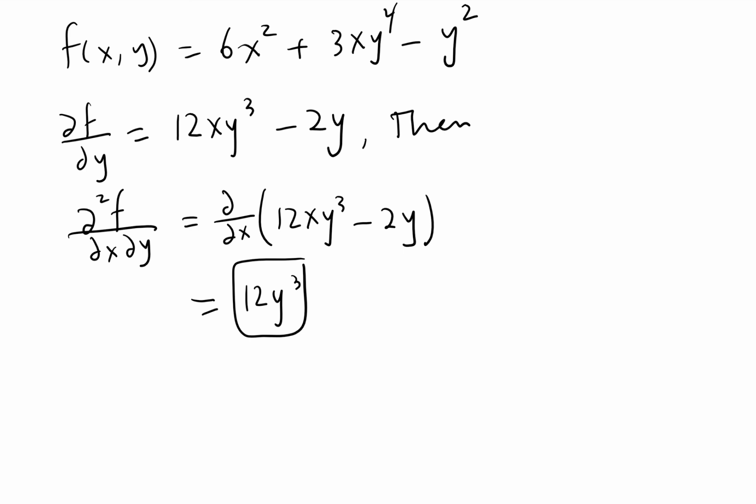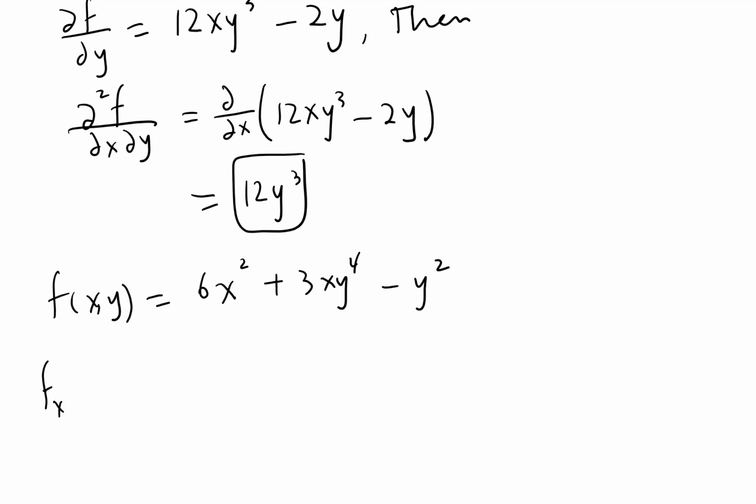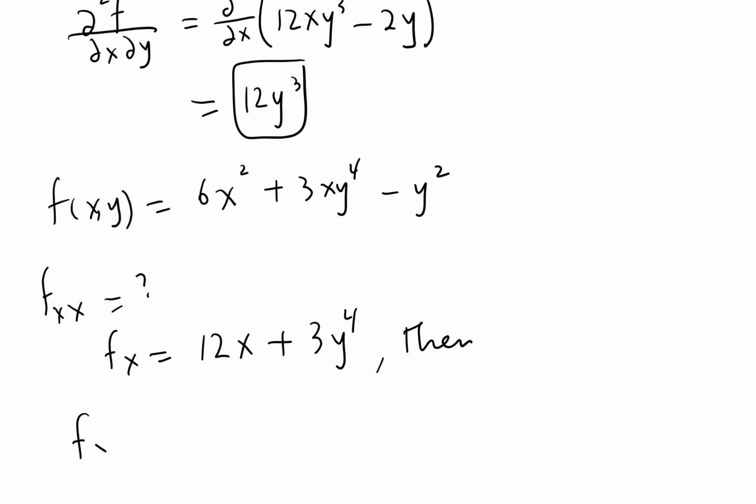For the next one, again, let me write down the function. 6x squared plus 3xy to the fourth minus y squared. We need to find fxx, let's say. So the way to do this, we first find fx, meaning the derivative with respect to x. That's 12x plus 3y to the fourth. Then we do it again. Fxx with respect to x is 12 plus 0.